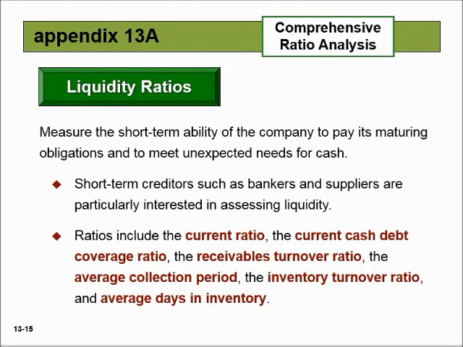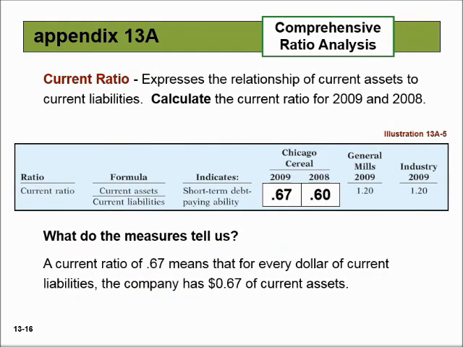All right, so liquidity ratios are going to include several ones. It's going to be the current ratio, current cash debt coverage ratio, receivables turnover, average collection period, inventory turnover, and days inventory. And then we're going to add one to this list that we'll talk about briefly. The first one, the most popular one, is the current ratio. The current ratio is our current assets divided by our current liabilities.